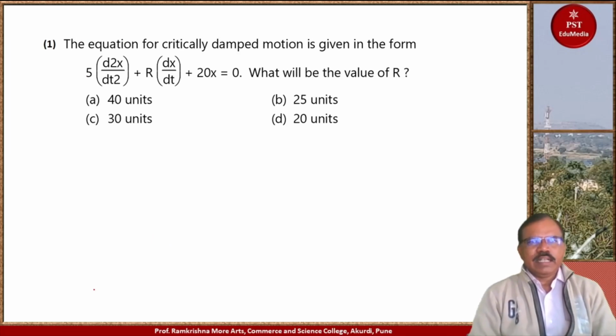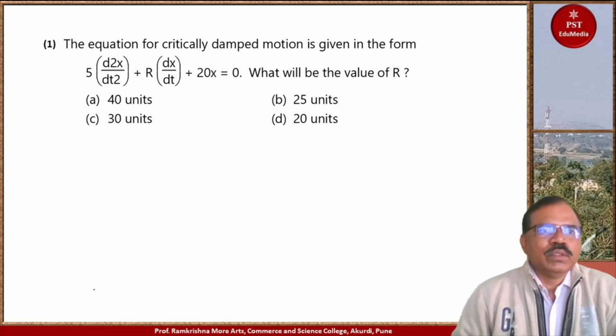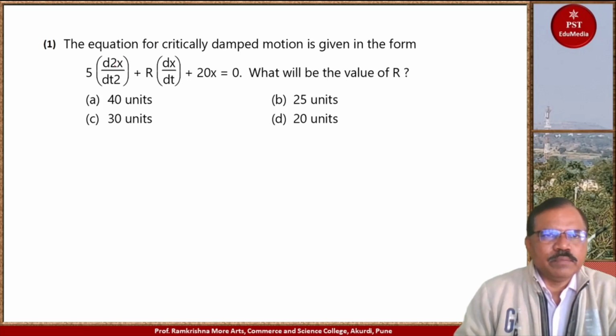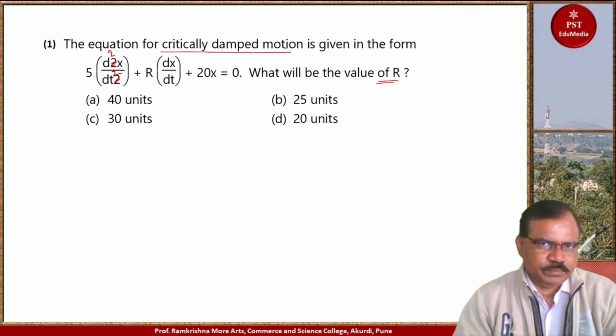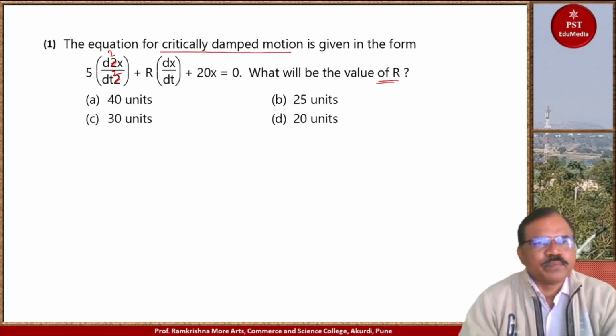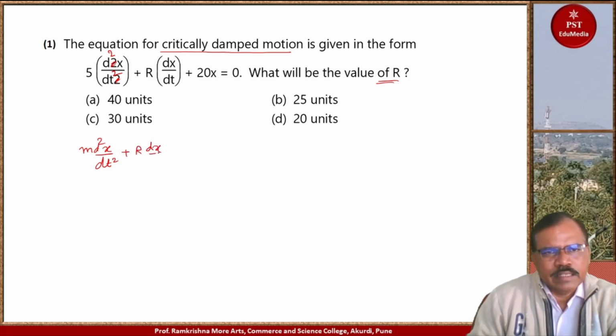The equation of critically damped motion is given in the form 5 d2x by dt square plus r dx by dt plus 20x is equal to 0. What will be the value of r? So here critically damped motion. In general we know m d2x by dt square plus r into dx by dt plus kx is equal to 0.